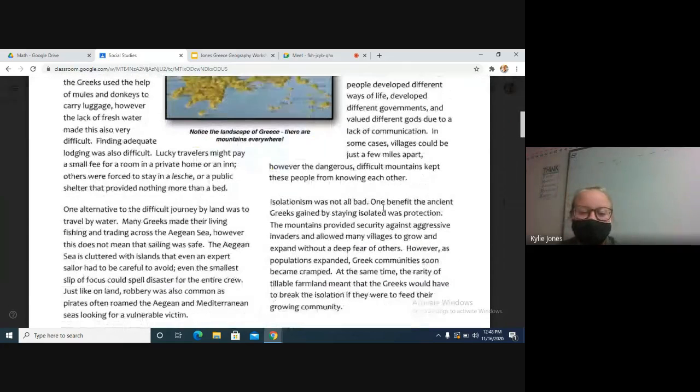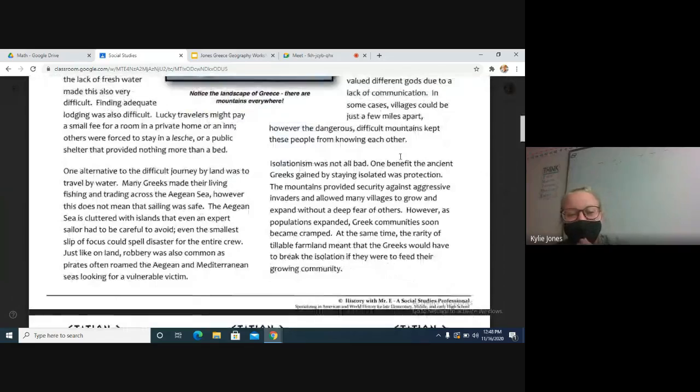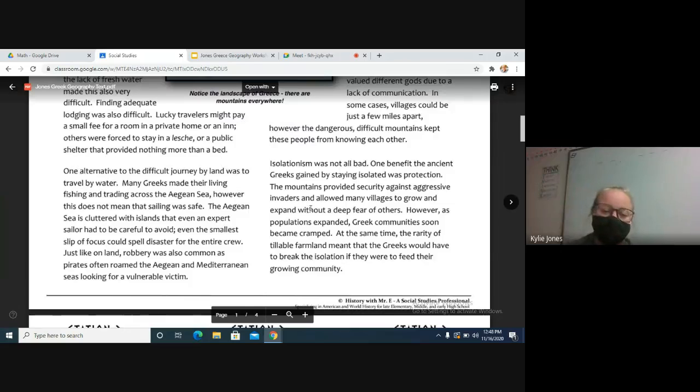Isolationism is not all bad. One benefit the ancient Greeks gained by staying isolated was protection. The mountains provided security against aggressive invaders and allowed many villagers to grow and expand without a deep fear of others.